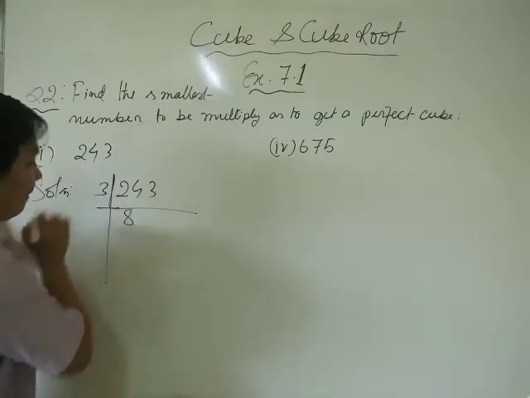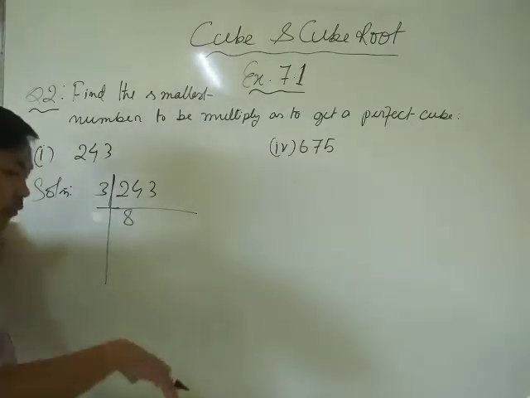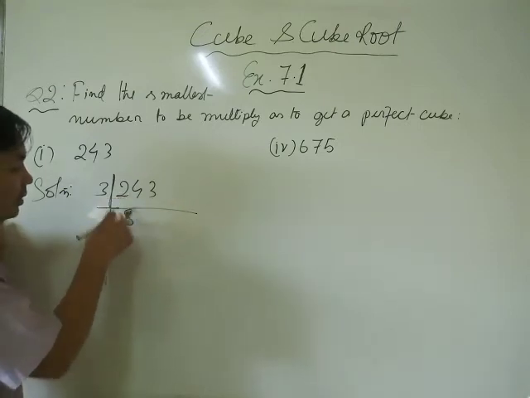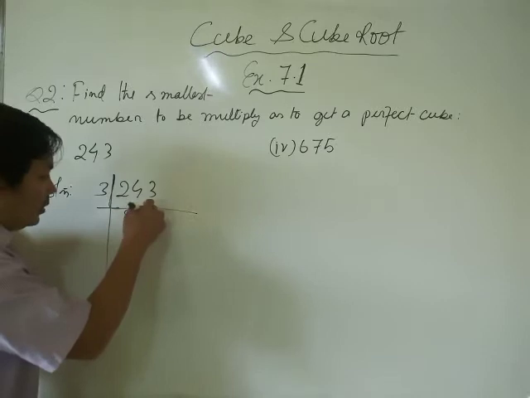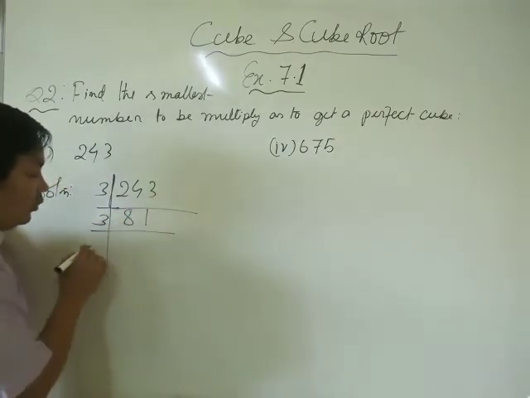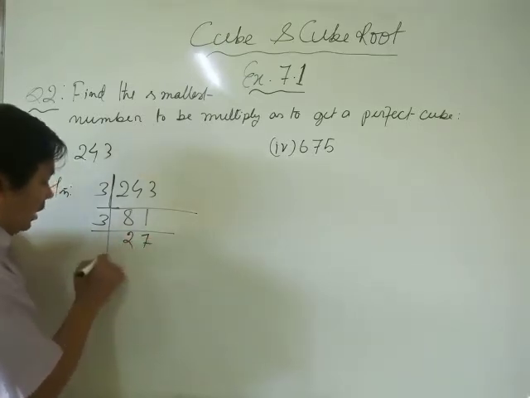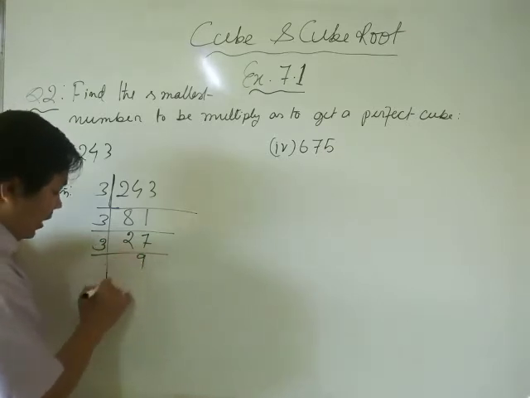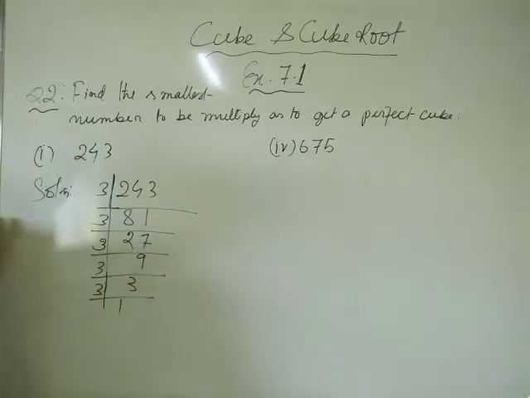3 eights are 24. 21, 24 we can directly divide by 3. 3 eights are 24 and 3 ones are 3. Next we can also carry on with 3. 3 twos are 6 and 3 sevens. Now next 3 nines and next we have 3 threes. Then again 3 ones. So these are the prime factors of this number.